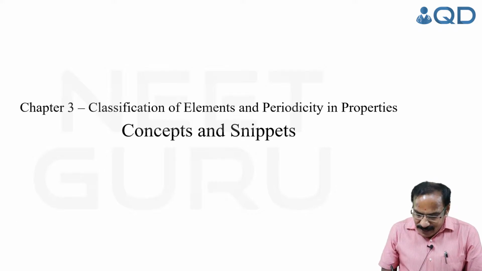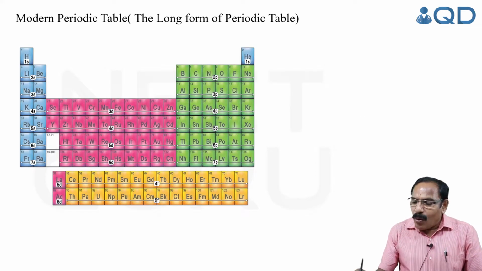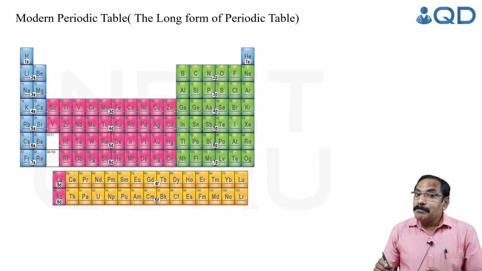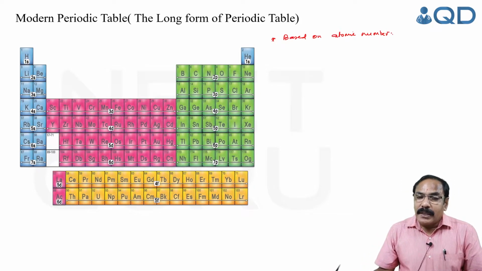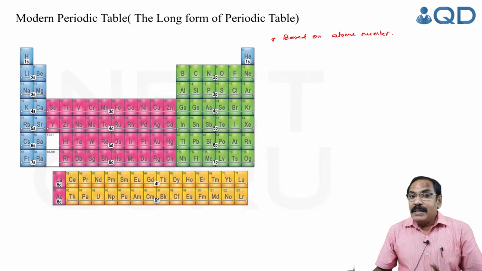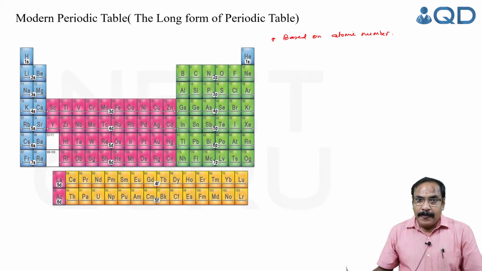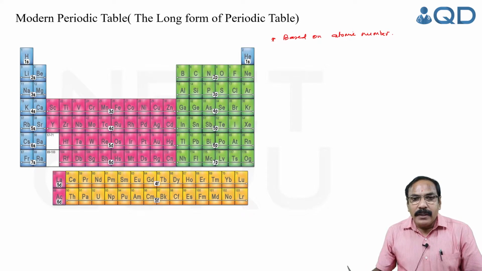The modern periodic table, also called the long form of periodic table, is based on atomic number. It comes from Moseley's studies on the frequency of X-rays emitted by different elements when irradiated with fast moving radiations. Moseley proved there is a relationship between the characteristic X-ray emitted by each element and its atomic number, not atomic weight. So he concluded atomic number is the fundamental property of any element.